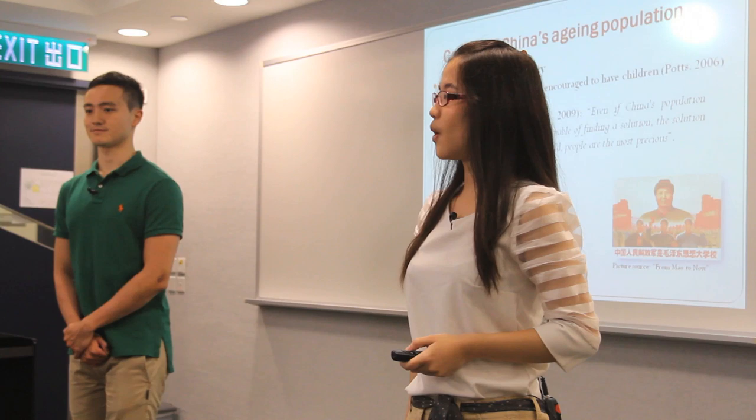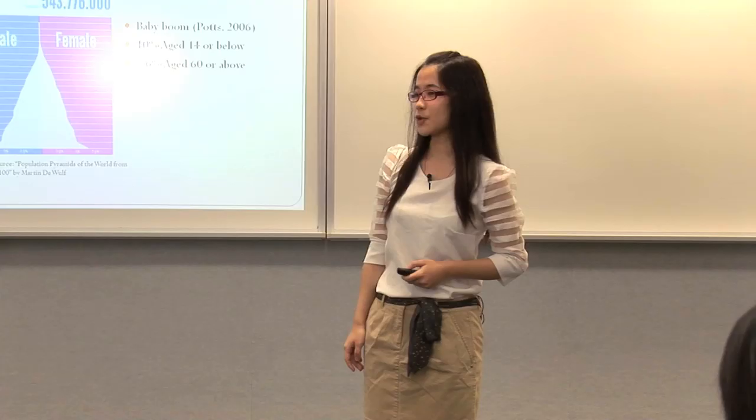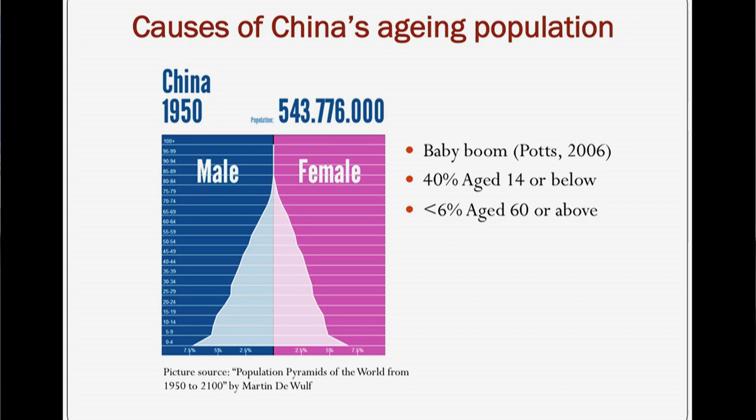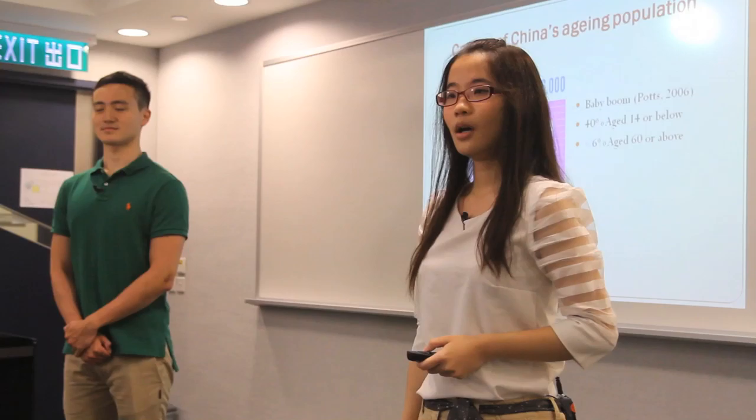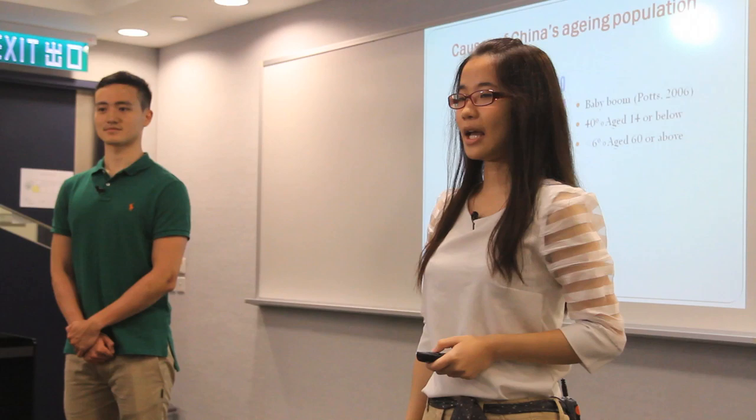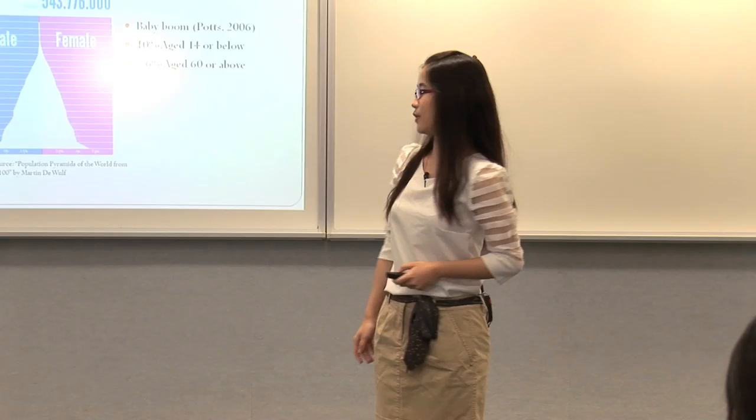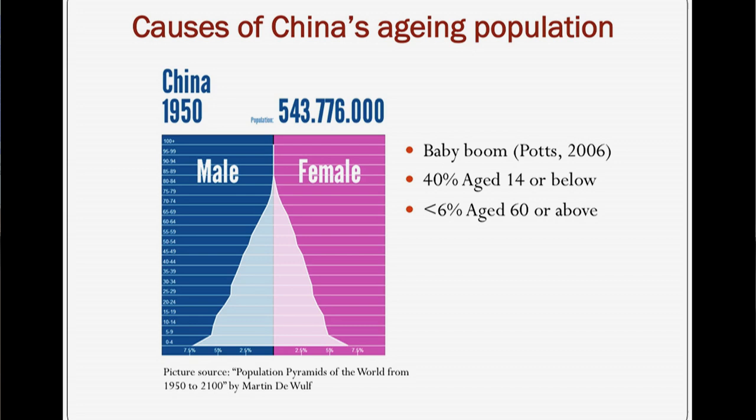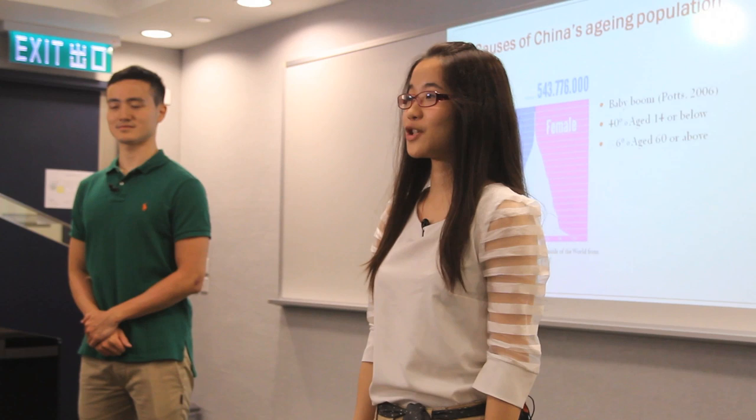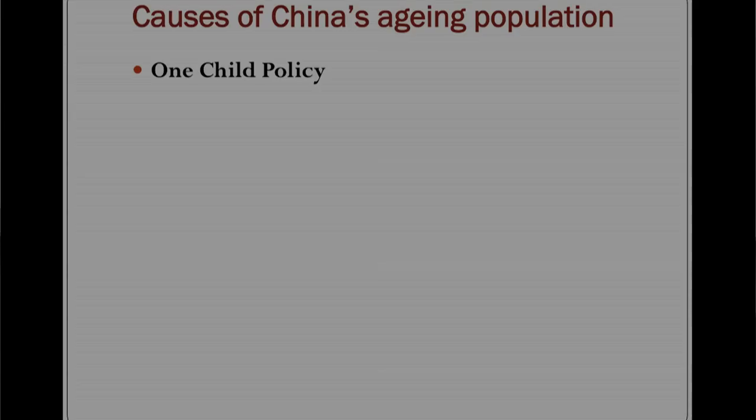As Matthew Port in his 2006 article shows, this led to a baby boom in the 1950s and early 1960s. The population pyramid in 1950 showed that the younger generation, who were aged 14 or below, comprised about 40% of the total population. The elderly population, that is people over 60 years old, was less than 6%. This has been the foundation of the large elderly population in China today.